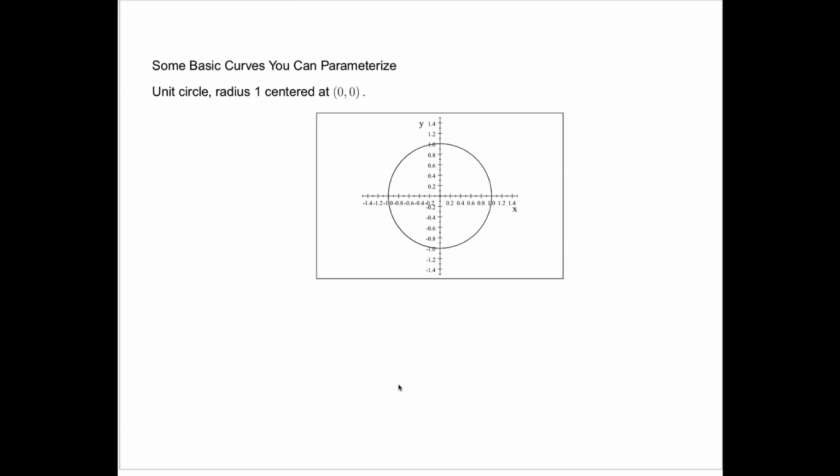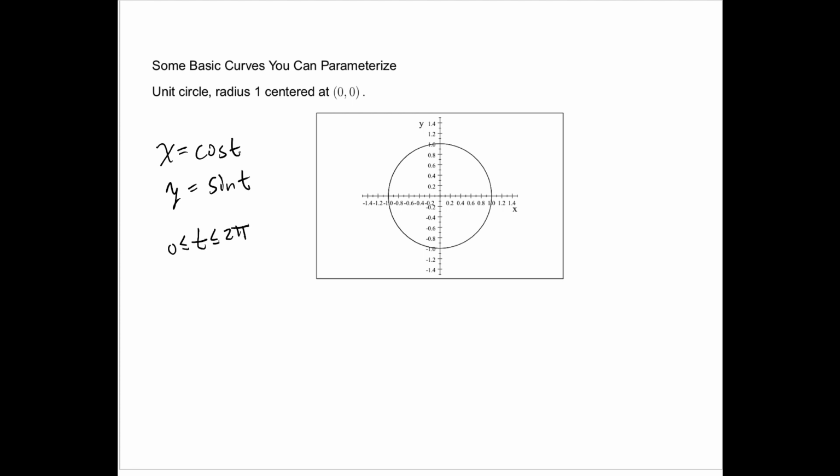I would like to show you some basic curves which we can parameterize rather easily, and which will be helpful if you become comfortable with their parameterizations. Here we have the unit circle, a circle of radius 1, centered at the origin. We can parameterize this curve very simply in the following way. x could be cosine t, and y can be sine t. And here we're going to have t running from 0 to 2 pi.